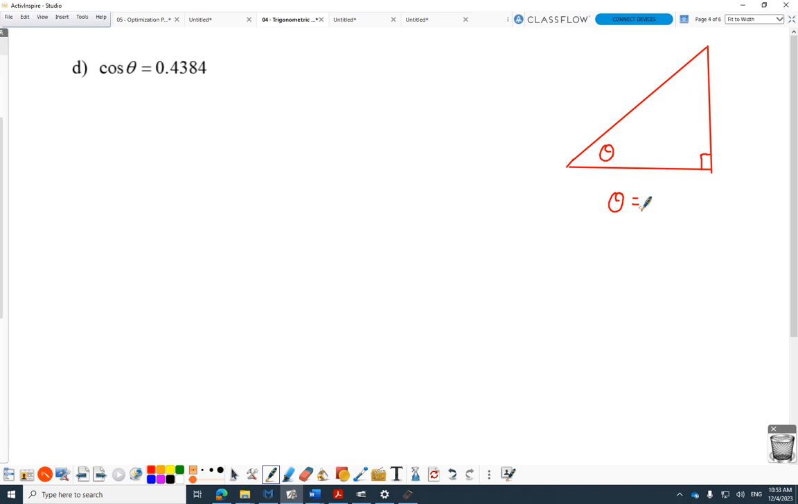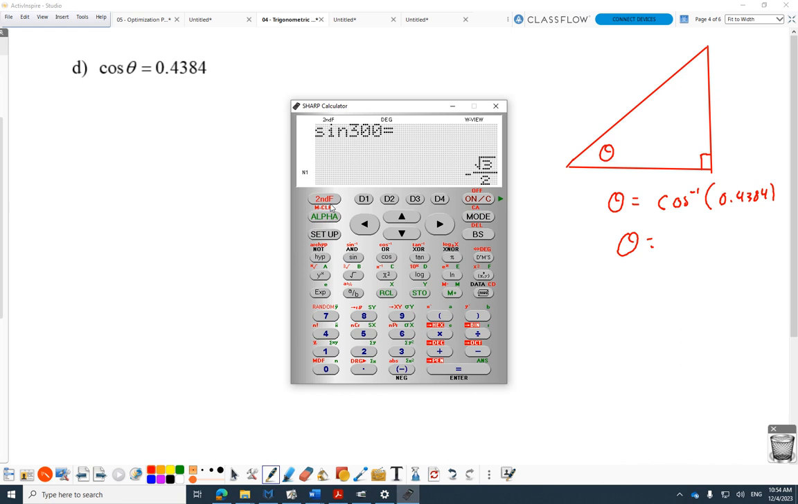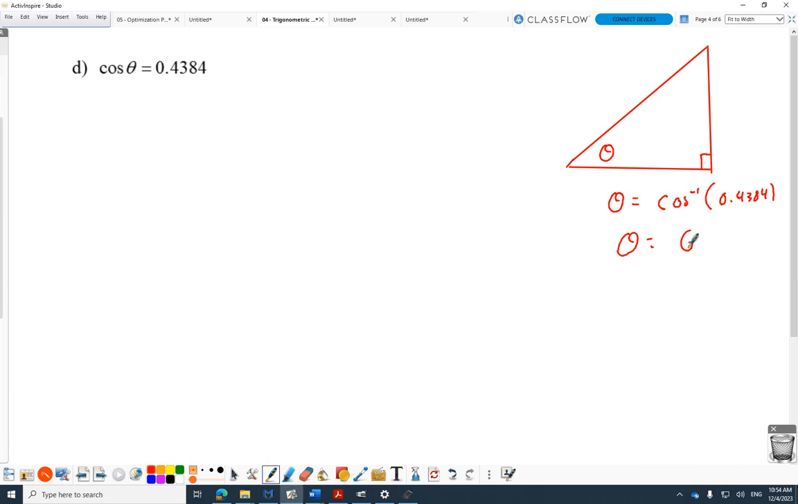I'll just do cos inverse of the 0.4384, and I can get the angle in the triangle. Try it on your calculator right now. Make sure you're in degree mode. I'll do it on my screen here. Cos inverse of 0.4384. Answer: 63.998. Like I promised, 64, to the nearest degree, is plenty in virtually every regular application.